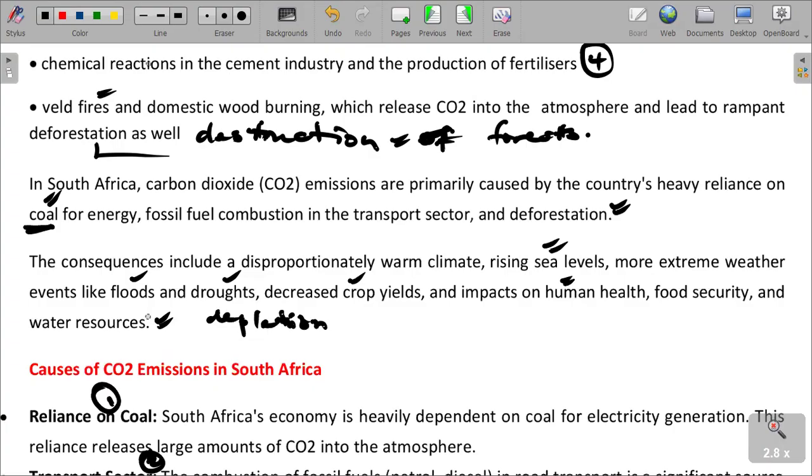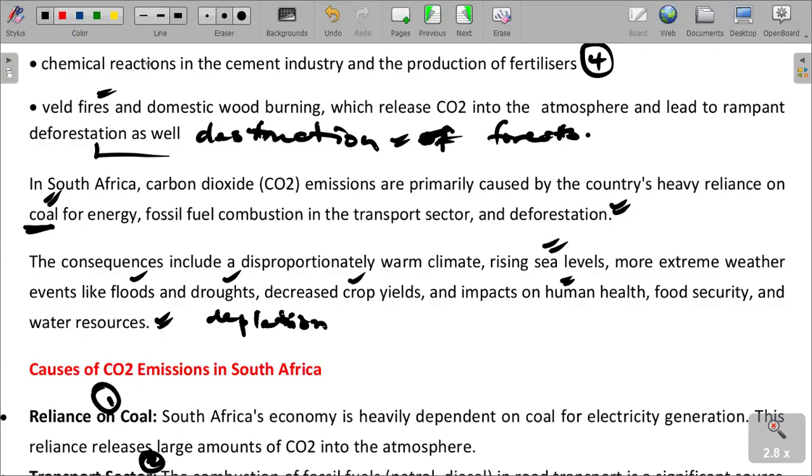So in South Africa, carbon dioxide emissions are primarily caused because the country is heavily dependent on coal as a source of energy, which is fossil fuel combustion, in the transport sector, and also extensive deforestation. South Africa also has problems of vast pieces of land that are just cleared. The vegetation has been cut off. There is extensive deforestation, which again is causing extensive accumulation of carbon dioxide.